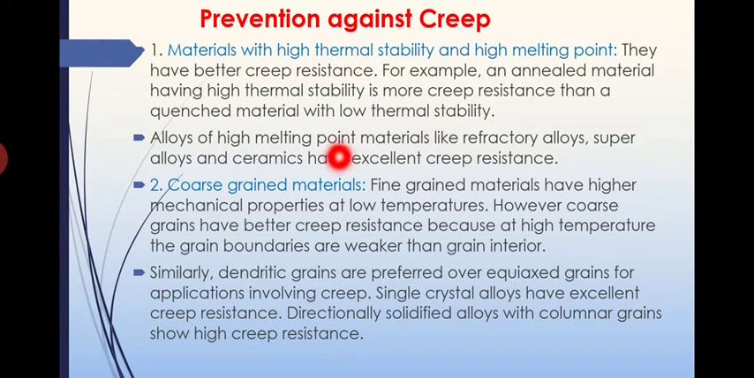Alloys of high melting point, see, usually the alloys will have high melting point. Alloys of high melting point material like refractory alloys, super alloys and ceramics have excellent creep resistance. So if you want to prevent the creep, then use the material having high thermal stability as well as high melting point, that will resist the creep.